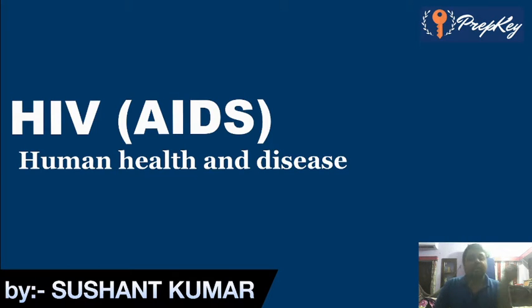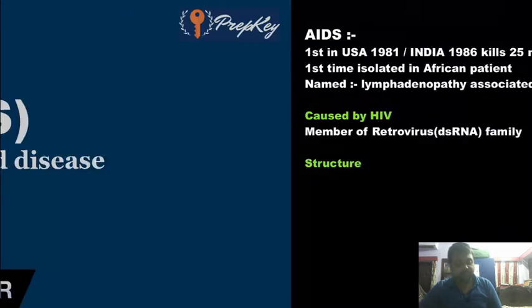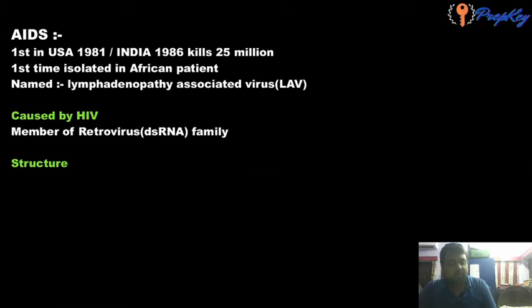Hi everyone. Now we are going to discuss a topic, HIV or AIDS, from the chapter Human Health and Disease. Let's start discussing this topic. Let's see, from AIDS, let's know what is AIDS. The full form of AIDS is acquired immunodeficiency syndrome.